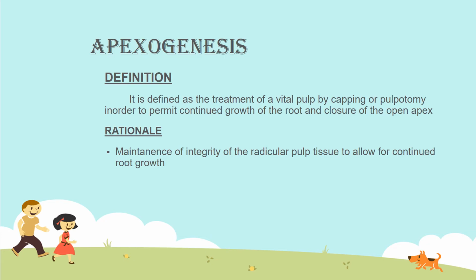Coming to apexogenesis, it is defined as the treatment of a vital pulp by capping or pulpotomy in order to permit continued growth of the root and closure of the open apex. The rationale for apexogenesis is the maintenance of integrity of the radicular pulp tissue to allow for continued root growth.